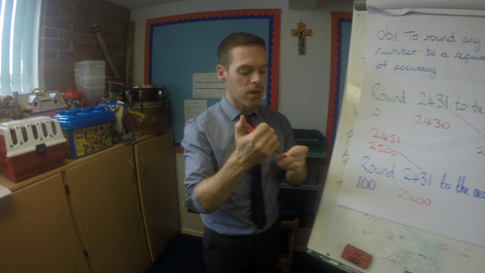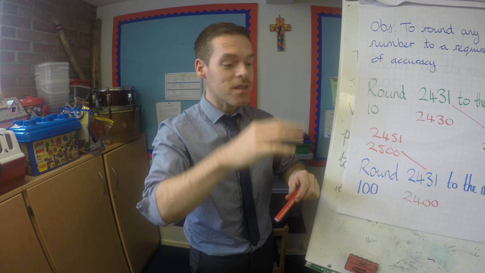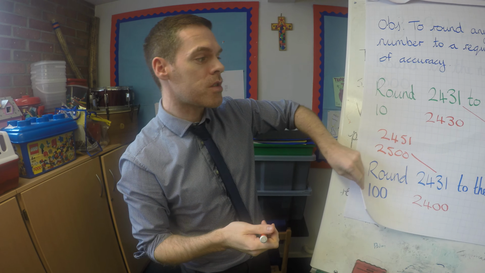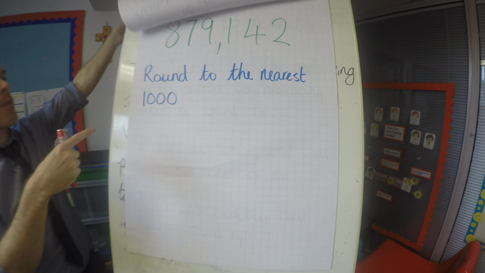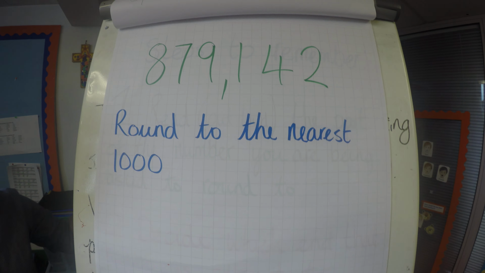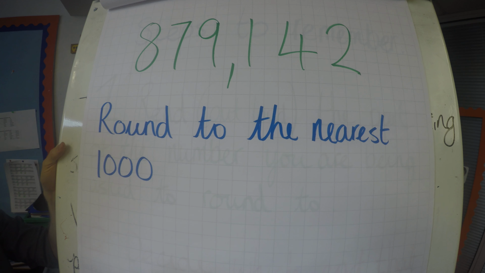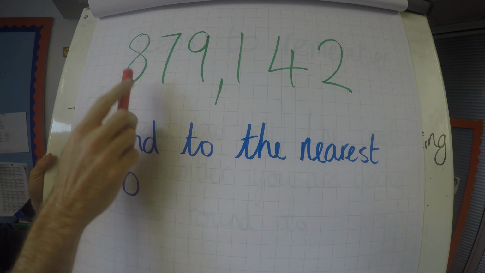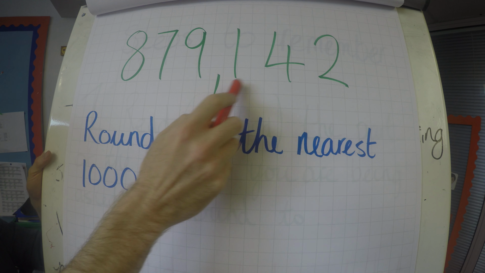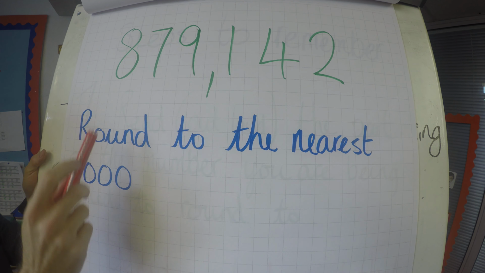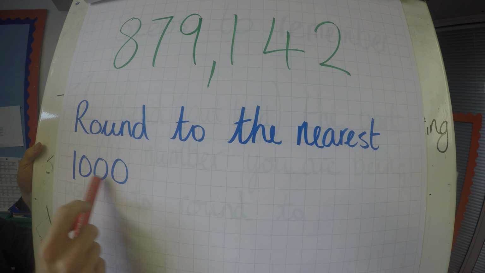We've got a couple more to look at on the next page and then we'll be done. If you follow those steps, it's the same for any number you have to round to. So if we look at the next page, we've got a much bigger number because we've been looking at these big numbers in class, haven't we? And here, we can read this number together, it's 879,142. And this time we've been asked to round this number to the nearest 1000.